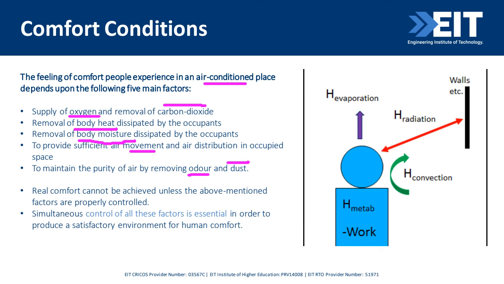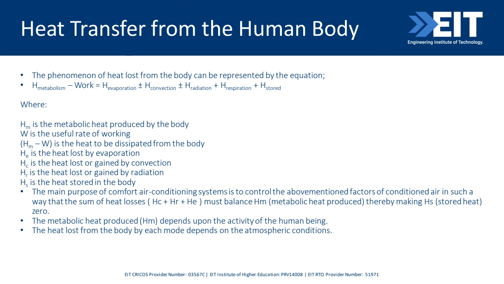Now, on the right-hand side in the picture, we've got the different methods of heat that the person is going to experience. So there's radiation, so heat in the walls, the heat can be radiated from objects. There's convection, so that's the airflow. And then there's evaporation, part of you sweating. So that's the evaporation that can handle. The phenomena of heat loss from the body, we can represent with this equation.